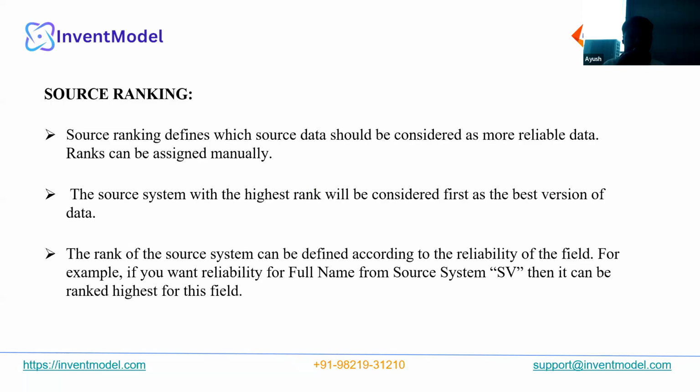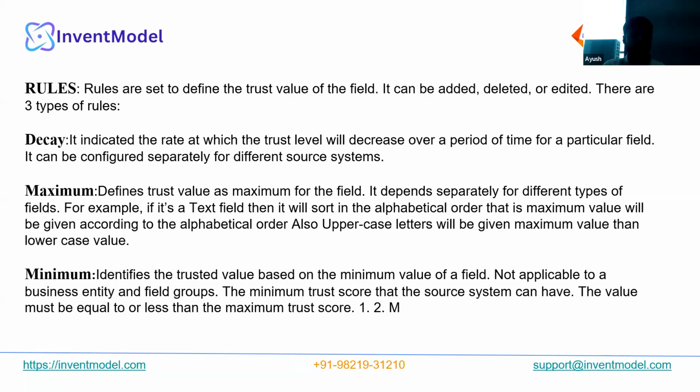In source ranking, we can define, for the data coming from multiple sources, which source will be given the highest priority. If we are getting the most reliable data from a source, we can give that source the highest ranking. The rank of the source system can be defined according to the reliability of the field. For example, if you want reliability for full name from source system SV, then it can be ranked highest for this field. And then we have the second point, which is rules.